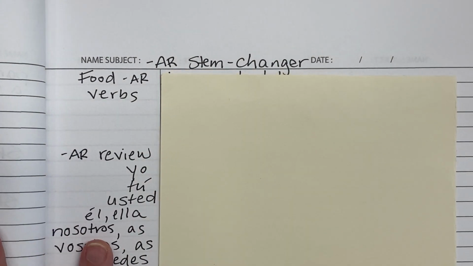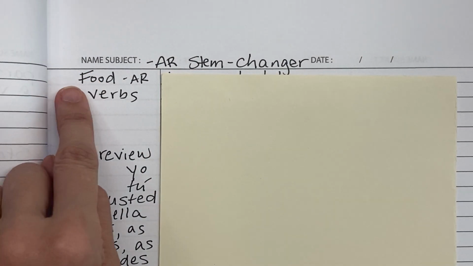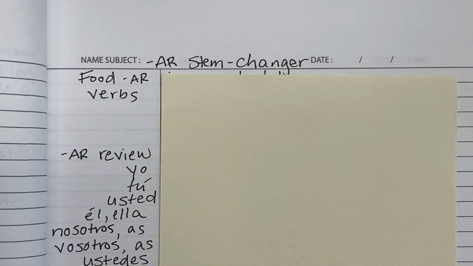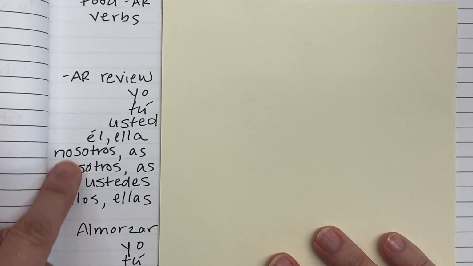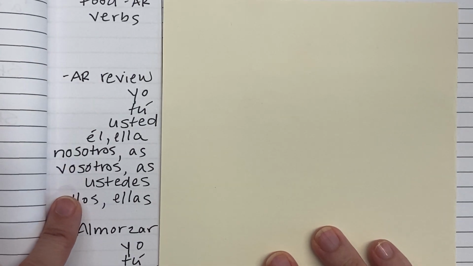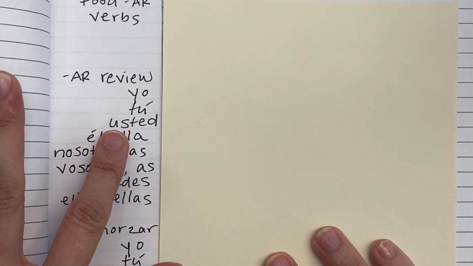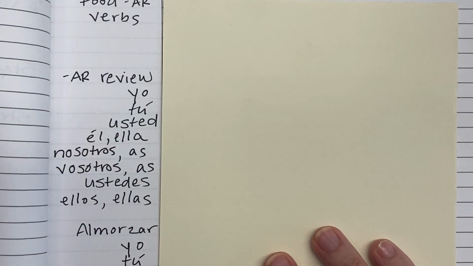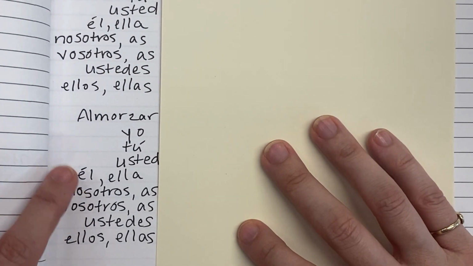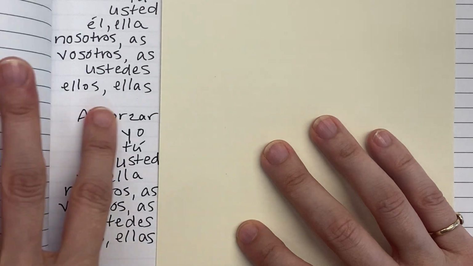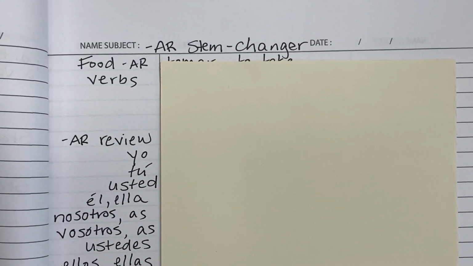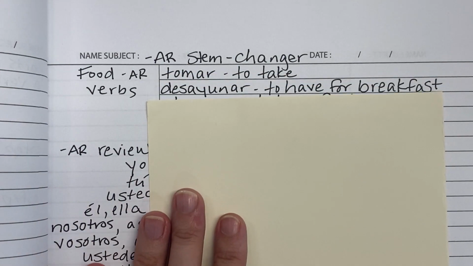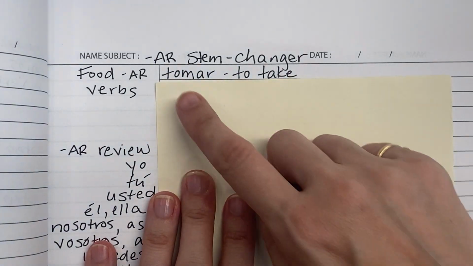So the first thing we're going to do is learn some food verbs that are AR verbs related to food and eating. We're going to do a review of a couple of food-related verbs that are not stem-changing verbs, just to review how to conjugate AR verbs in the present tense. And then finally, we're going to look at almorzar, which is a stem-changing verb in the present tense. So let's start with some food verbs that are AR verbs.